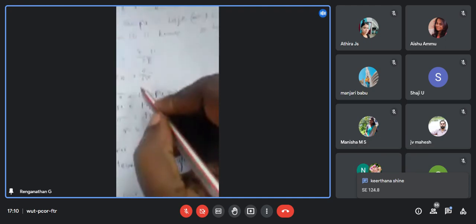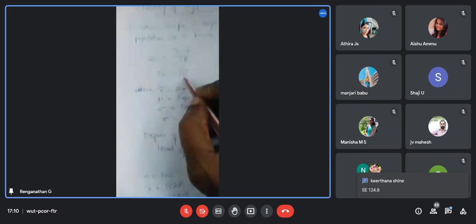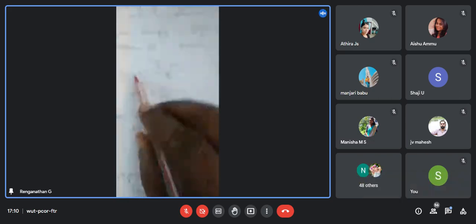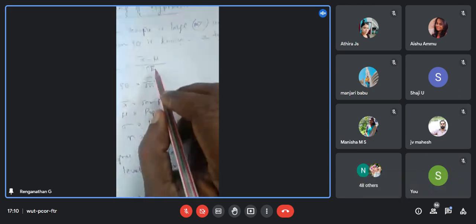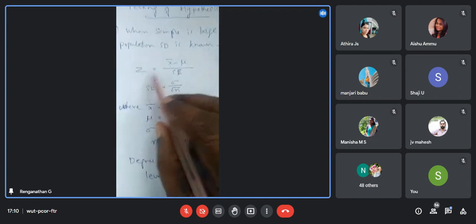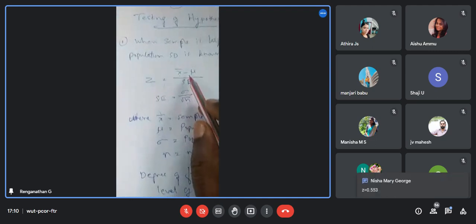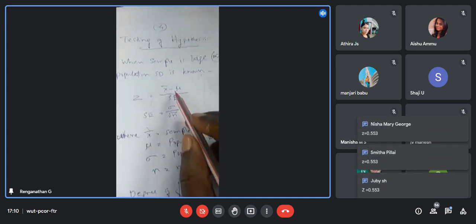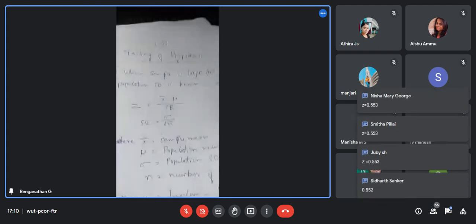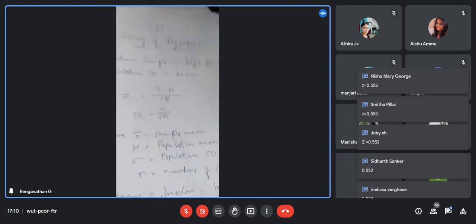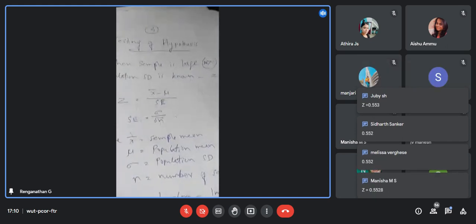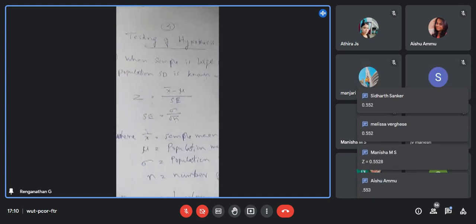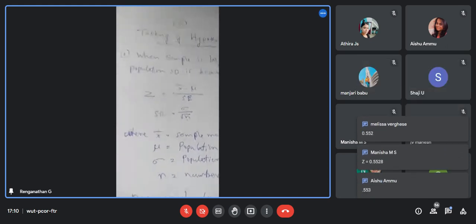Okay, 124.8. Then apply this value into the first formula, mean minus mu divided by standard error, and find the Z value. Find the Z value. The Z value is 0.553. Okay. Most of you say the Z value is 0.553.